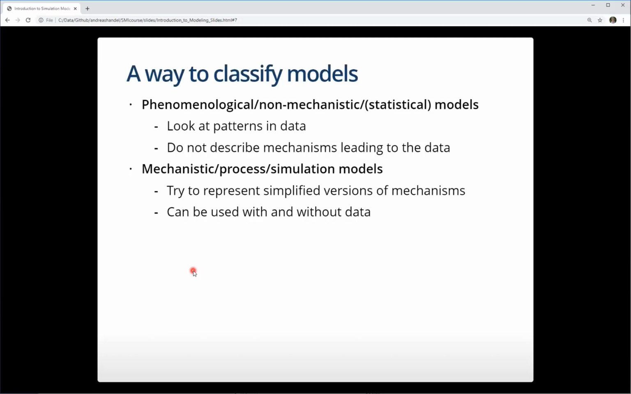And you can contrast them to the kind of models we'll be talking about, mechanistic or simulation models. I use the terms interchangeably. They're trying to explicitly represent mechanisms. And as you'll be seeing, you can use them with and without data, while the first kind of models you always apply to data.